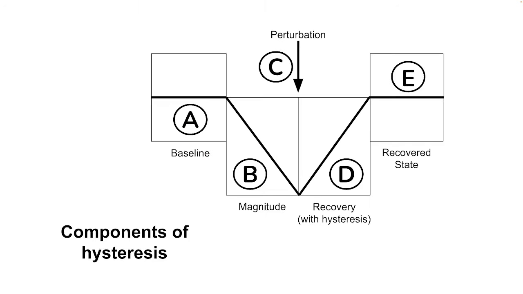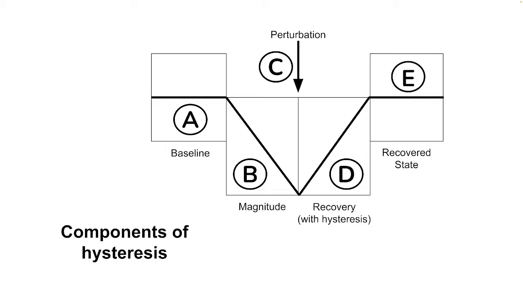So if we look at the different components of a hysteretic response, we see that there are five. The first is the baseline condition, and this is analogous to the initial condition that we talked about in the first slide, known as component A. This baseline is then changed by a perturbation C, so there's a strength of the perturbation which forces the trajectory downward, and that is characterized by magnitude B. So the perturbation is the external forcing, and the magnitude is the response of the trajectory. Then D is the recovery, so the recovery can be complete or it can be with some degree of hysteresis.